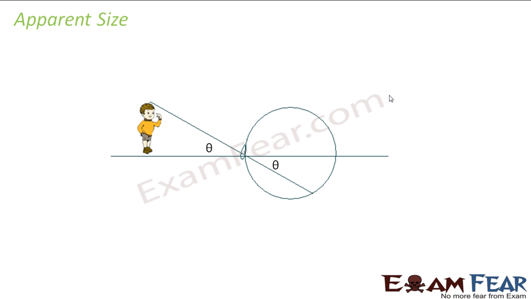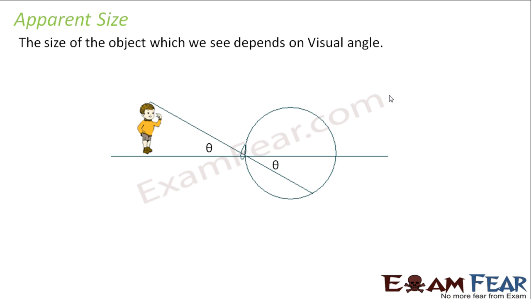Let us now talk about the apparent size of an object. What do I mean by apparent size? The term is similar to what we studied in refraction, apparent depth. We talked about real depth versus apparent depth. Real depth was the actual depth of an object, and apparent depth was the depth which is viewed by the observer. So what we see is apparent. Similarly here we are talking about apparent size, that is the size of the object which we see. It is not talking about the actual size of the object.